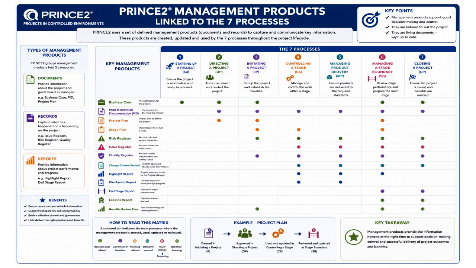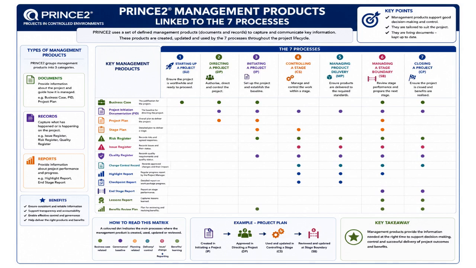At the bottom of the slide, the matrix section explains that colored dots indicate the main processes where each management product is created, used, updated, reviewed, or monitored. This demonstrates that management products are living documents rather than static paperwork. They evolve throughout the project lifecycle as the project progresses and changes.